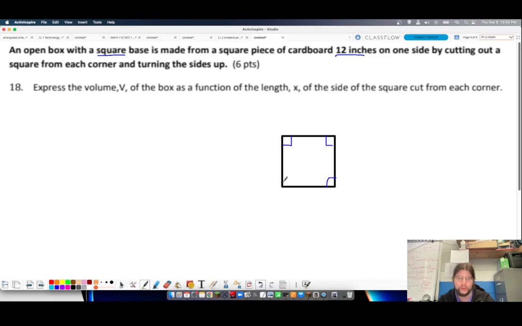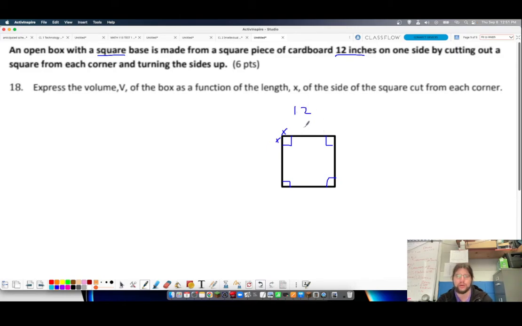How much of the corner are we cutting off, Cotton Ball? Square? I don't know. Wait, hold on. X. Oh, I didn't remember. So all these are X. X, X, X, X, X, X, X. And original size was 12.